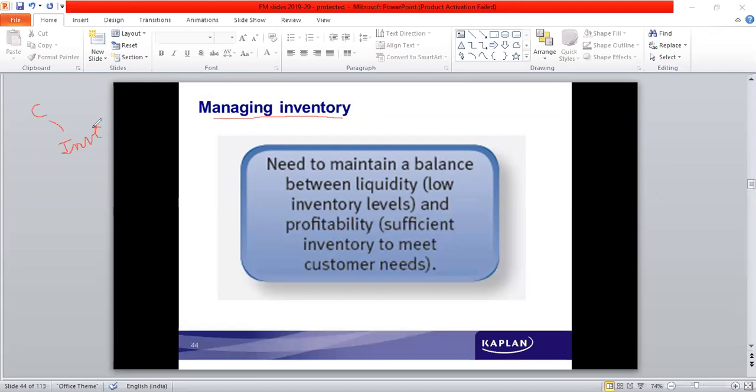One, the main reason is the production should be smoothly carried on. It should not be stopped on account of non availability. Second reason, discounts can be availed if they purchase in bulk quantity. Then also to meet any additional demand arising in future. So for these reasons, we see that inventory is purchased in bulk quantities. Fine. So a lot of inventory is purchased in bulk quantity.